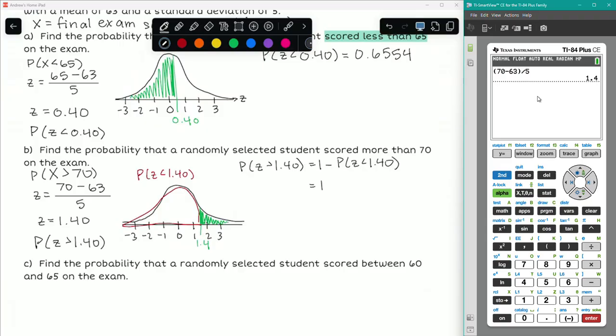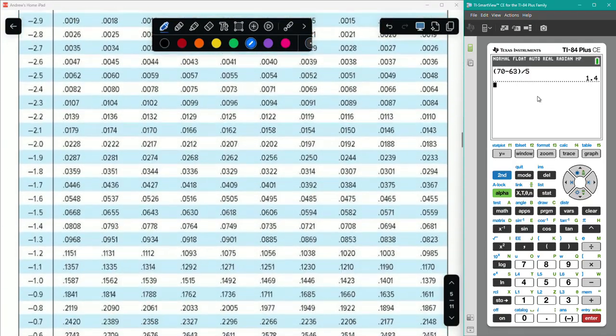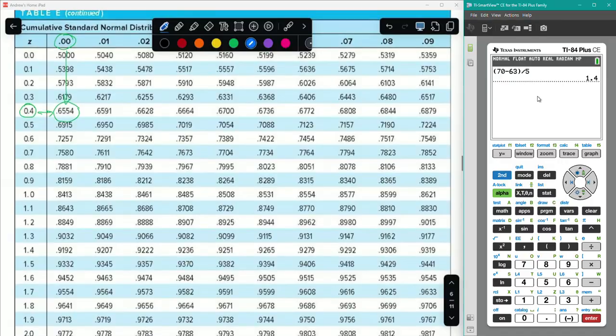Now all I need to do is go to the table and look up the probability for 1.4. And I'm going to do this one in blue. So positive 1.40. I go down to 1.4. I go up to 0.00. And I look where they intersect. And we get 0.9192.